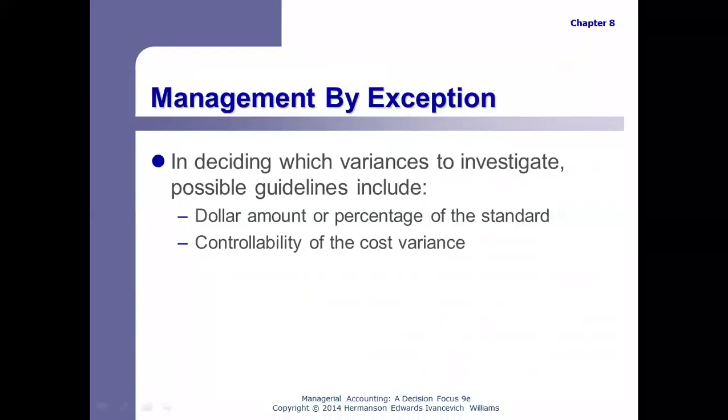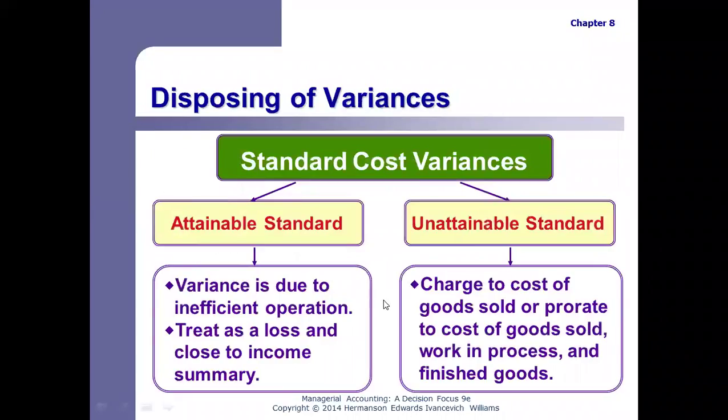Management by exception, just to recap the term, it's checking or investigating or following up on only those things that are not what we expect. And again, standards are what we expect. So we only look at variances that are different than what we expect. So, okay, that's what we look at.